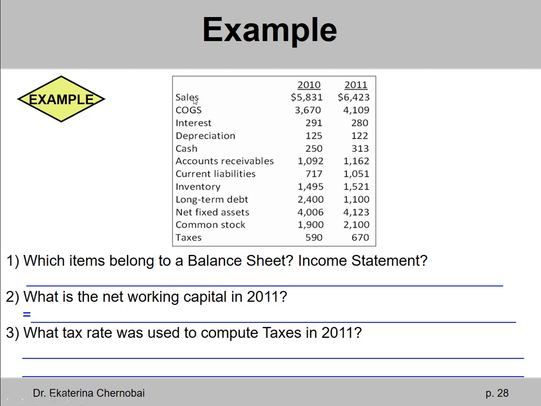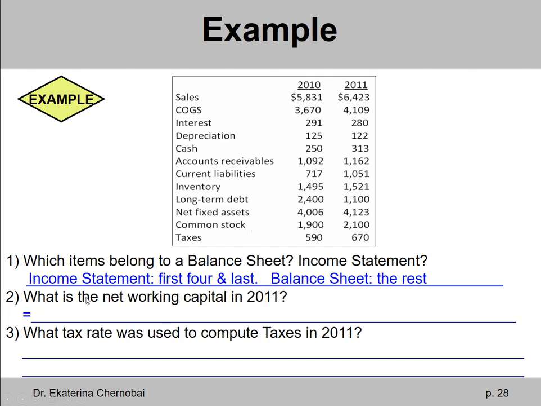Sales, that's an income statement. Cost of goods sold, that's an income statement. So is the interest, depreciation, and taxes on the very bottom. So the first four and the last one, taxes, are part of an income statement. Everything in between is from a balance sheet, and that includes cash, accounts receivable, current liabilities, inventory, long-term debt, net fixed assets, and common stock.